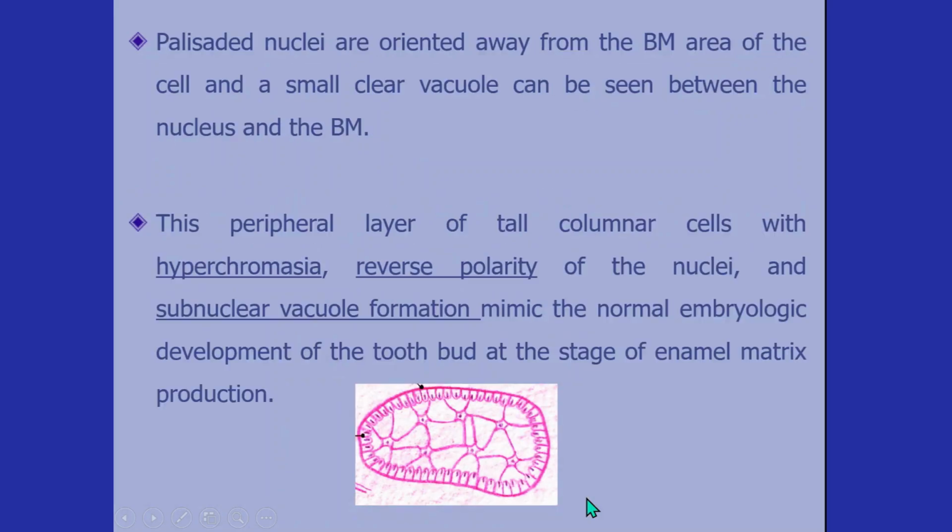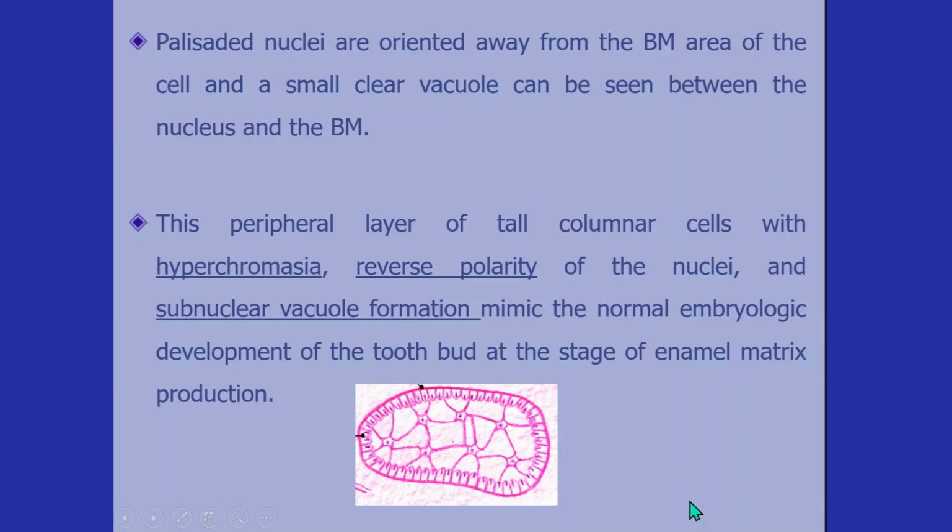Also, the palisaded nuclei are oriented away from the basement membrane. Suppose this black arrow is pointing towards the basement membrane, then the nucleus is away from the membrane area, because of which it's creating a small vacuole. It is a clear vacuole that can be seen between the nucleus and the basement membrane.